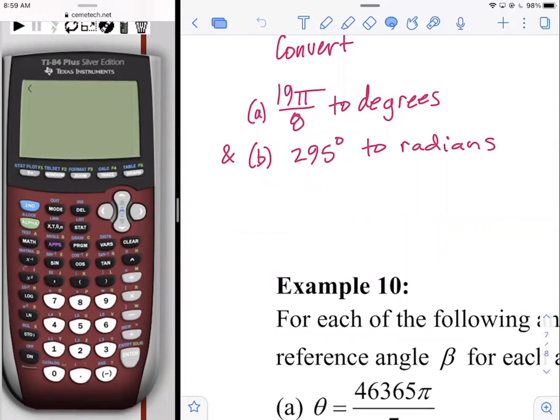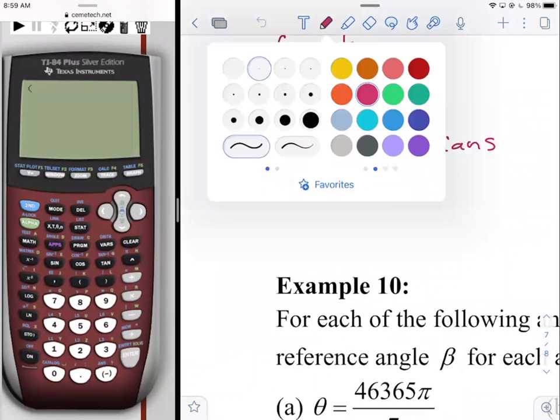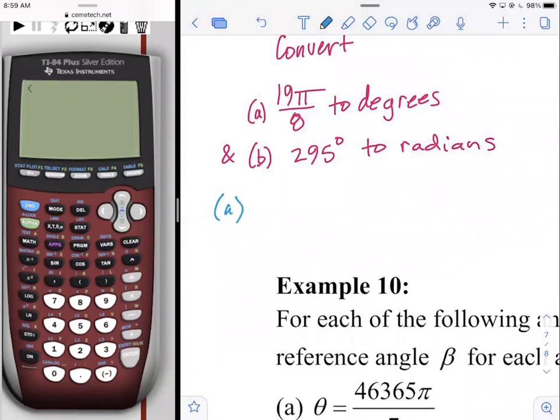We'll start with 19 pi eighths. That must be an angle, huh? What are the units of that? Trick question. There are no units. But if it's in the context of an angle and there's no degrees, then we know it must be radians. So we can write rad or rads behind it as a description. That's all it is, a description.